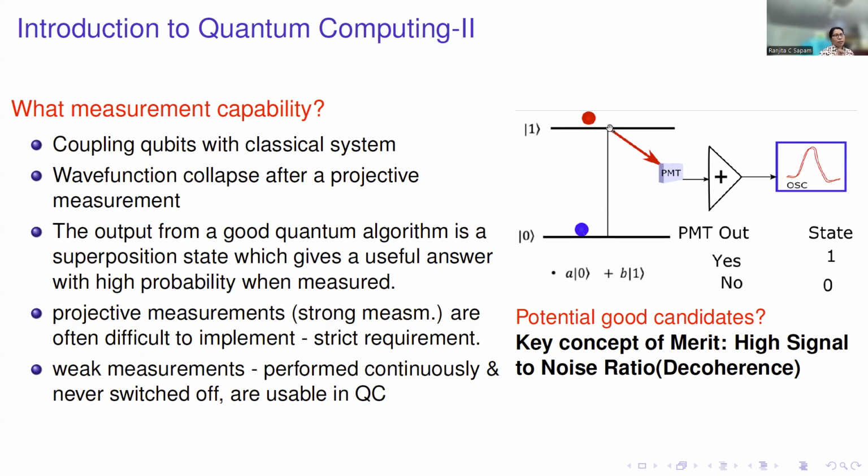The two black horizontal lines are the energy levels of an atom, the states 0 and 1. Initially, the blue dot represents the atom in the ground state, and the red dot represents the atom in the excited state. I can prepare the states in any superposition, but when I detect the emitted photon using a photomultiplier tube, I know that just before detection my atom was in the excited state. If I don't detect a photon, then it is in the ground state.